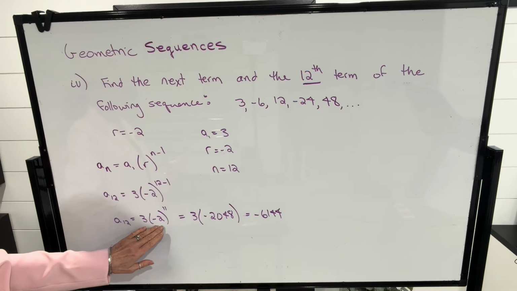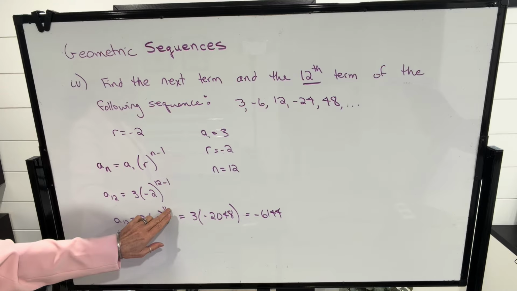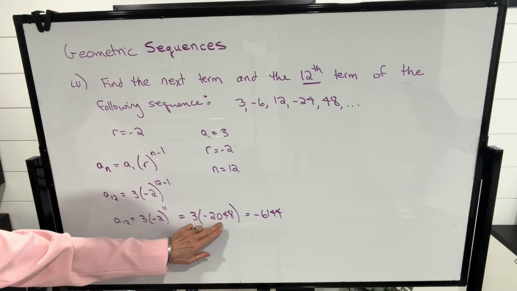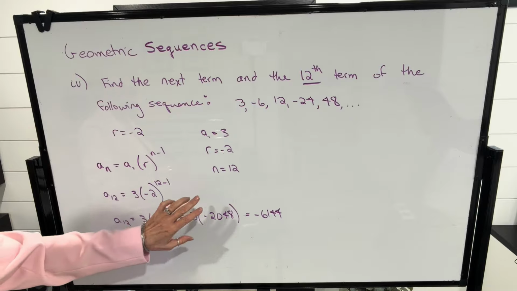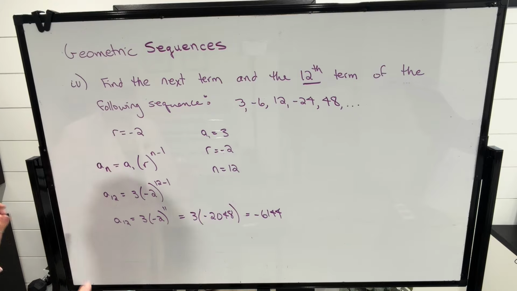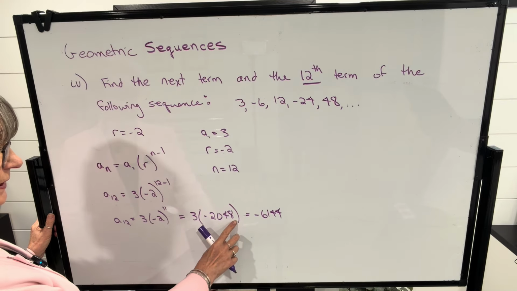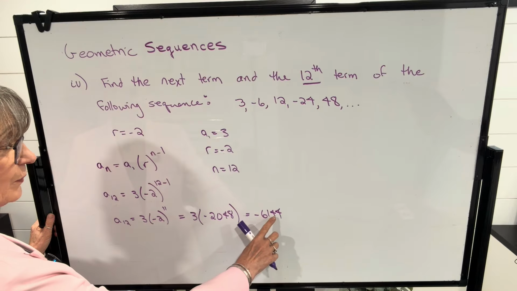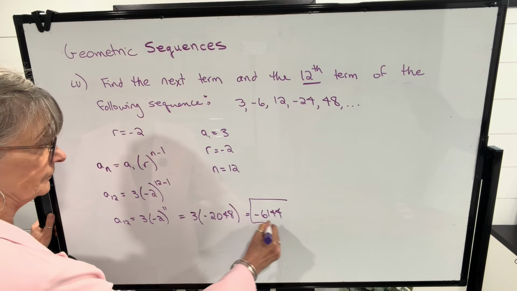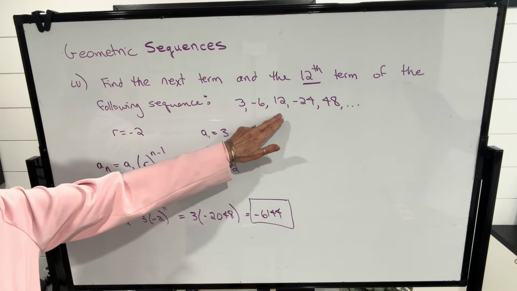Be careful when you're finding a power and the base is negative. Understand that when the exponent is odd, that power will be negative. If the exponent is even, then that power will be positive. So -2 to the 11th power will be equal to -2048. When we multiply that by 3, we get -6144. So that would be the 12th term of this sequence.